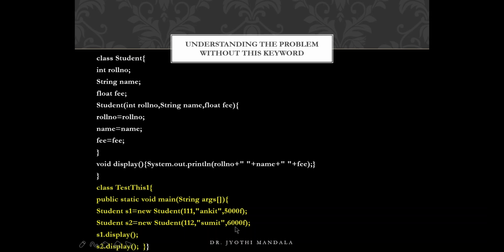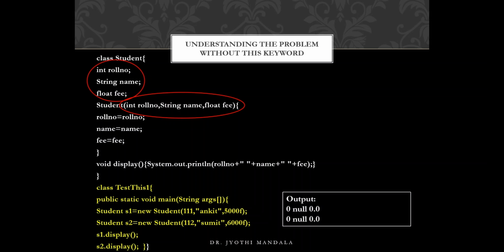112, Sumit, and 6000. Now if you observe here, the instance variable names, that is roll number, name, and fee, are the same names we have used as constructor parameters also. Right now, if you use it like this, there is an ambiguity for the compiler, and the output you get will not be our expected output.